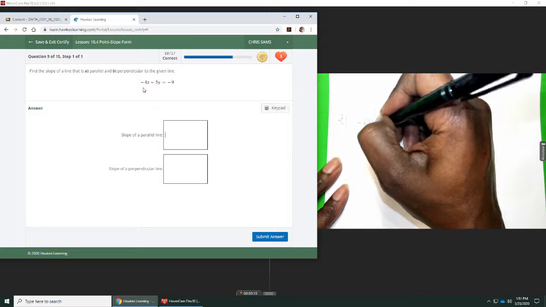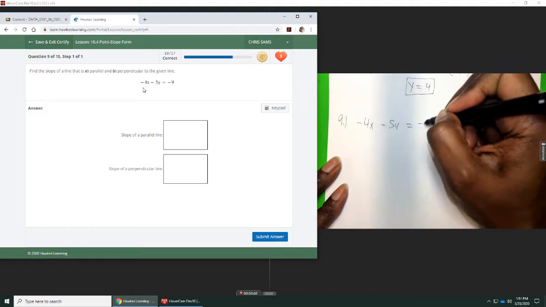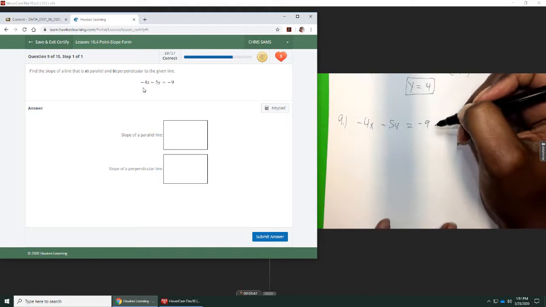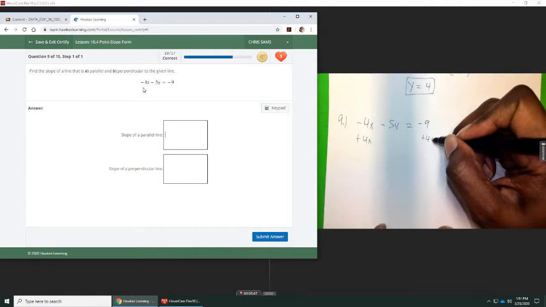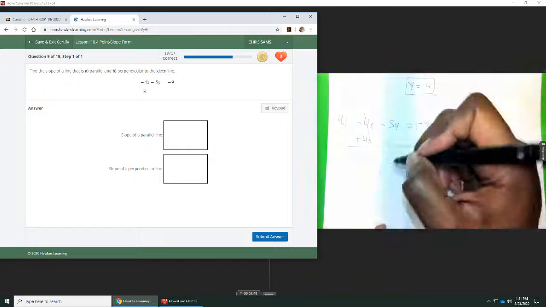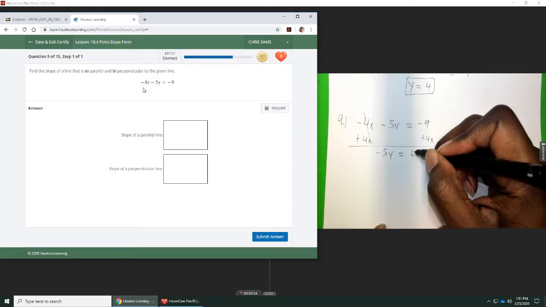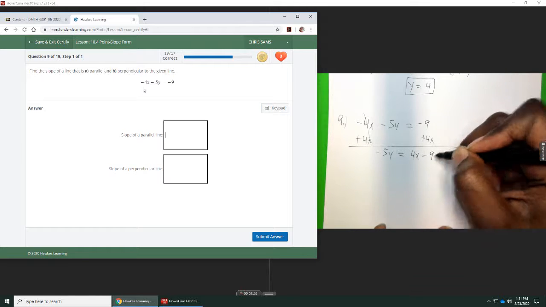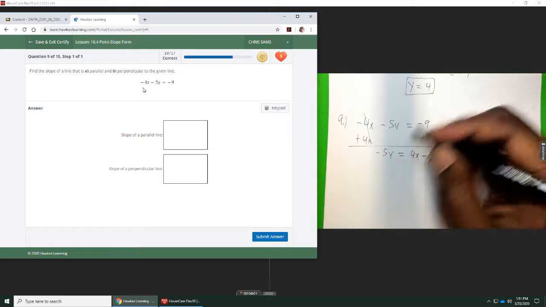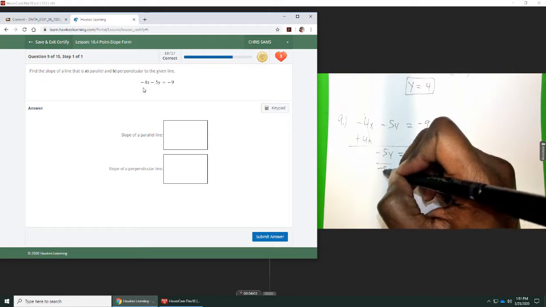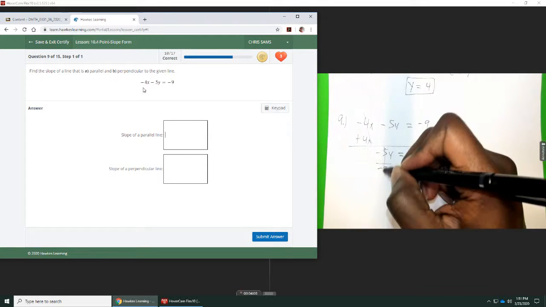Negative 4x minus 5y equals negative 9. I'm going to solve for y, so I'm going to add 4x to both sides. Bring down negative 5y equals 4x minus 9. These are not the same term. This has x, that one doesn't. Do not combine them. And then divide by negative 5.